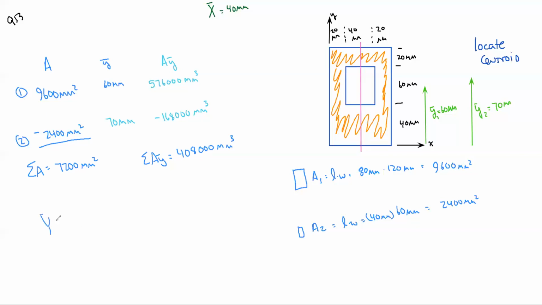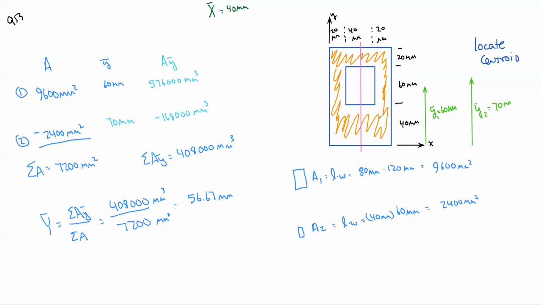And a capital Y bar then is the summation of the A y bars divided by the summation of the A's. 408,000 divided by 7,200. I didn't forget, I'm going back to put them in right now. And you get 56.66666. I'm going to round that as 56.67 millimeters.